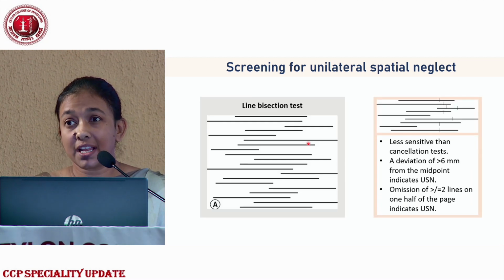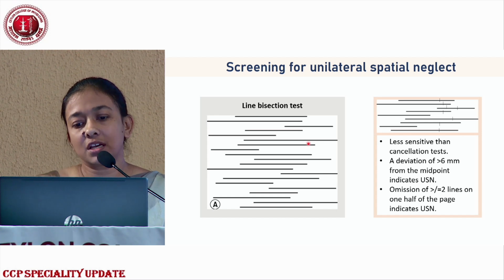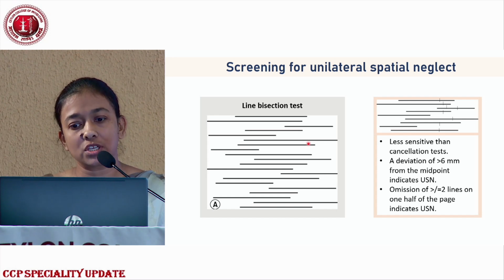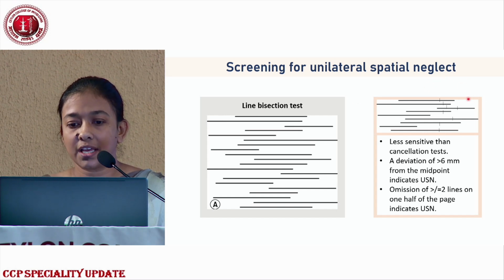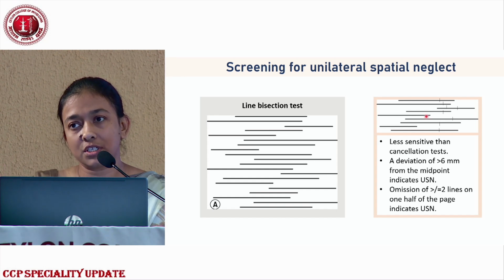Another test would be line bisections test. Again, another A4 sheet with lines of different lengths drawn. We can quickly do it. And the task is asking the patient to bisect the lines, that is, to mark a midline of each line. So the response of a patient with hemi-neglect, left hemi-neglect, would be like this. All the bisects, the marks would be shifted towards right.